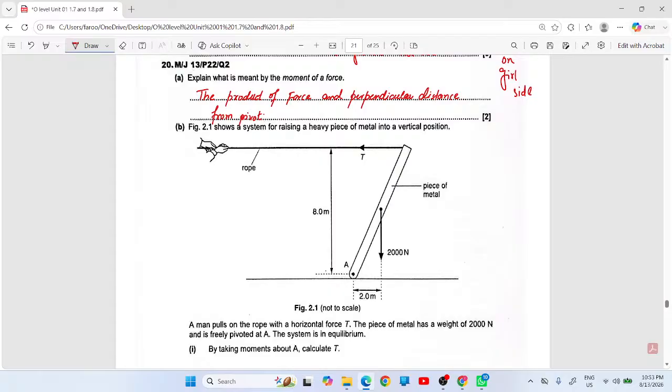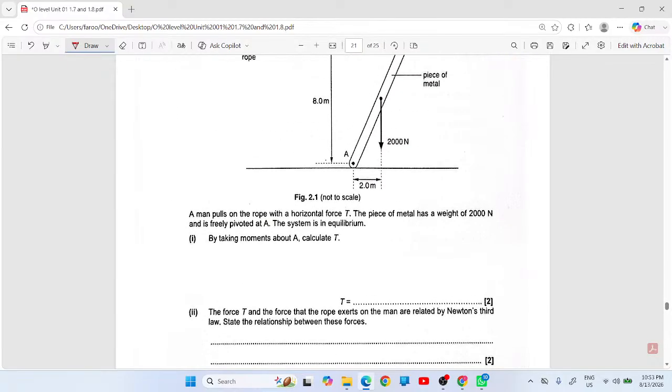Next is question B part. Figure 2.1 shows a system for raising a heavy piece of metal into a vertical position. A man pulls on the rope with a horizontal force T. The piece of the metal has a weight of 2000 Newton and is freely pivoted at A. The system is in equilibrium. By taking moment about A, calculate T.